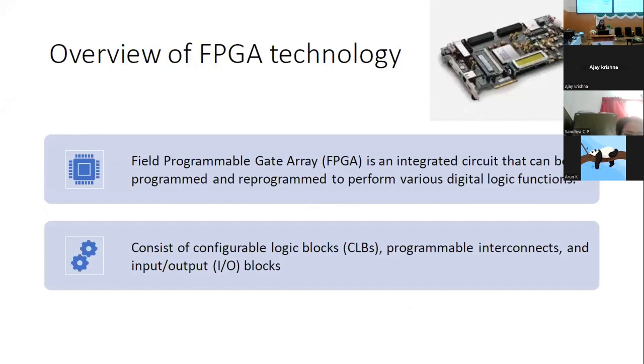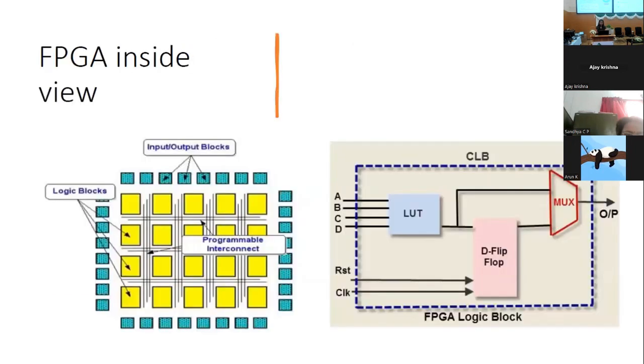So I'll just share an overview of FPGA. What is FPGA? Just a quick tour. FPGA is also an integrated circuit; the only thing is it can be programmed and reprogrammed with different logic. I will show with a figure. The left-hand side shows the overall view of an FPGA. It contains logic blocks. These yellow color blocks are called logic blocks or CLB, configurable logic block.